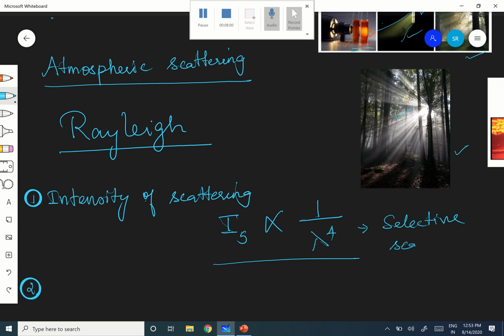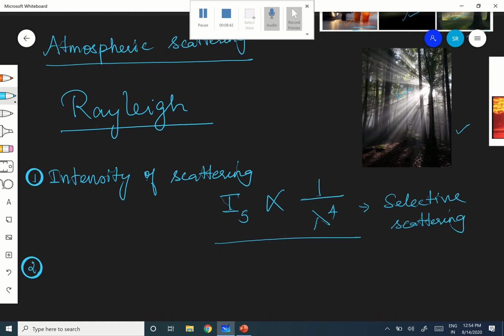Selective scattering, Monica, what is selective scattering? Selective scattering means the scatterer, that is the gas molecules in the atmosphere, see which wavelength is coming. They will select the wavelength. If the wavelength is very small, it will be nicely scattered. If the wavelength is very large, then they will scatter it less. Like that, they select the wavelength and accordingly scatter. That is what is called selective scattering.